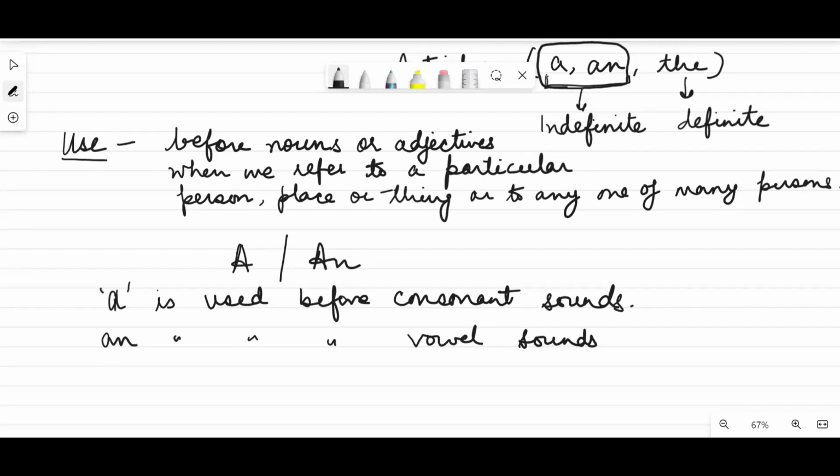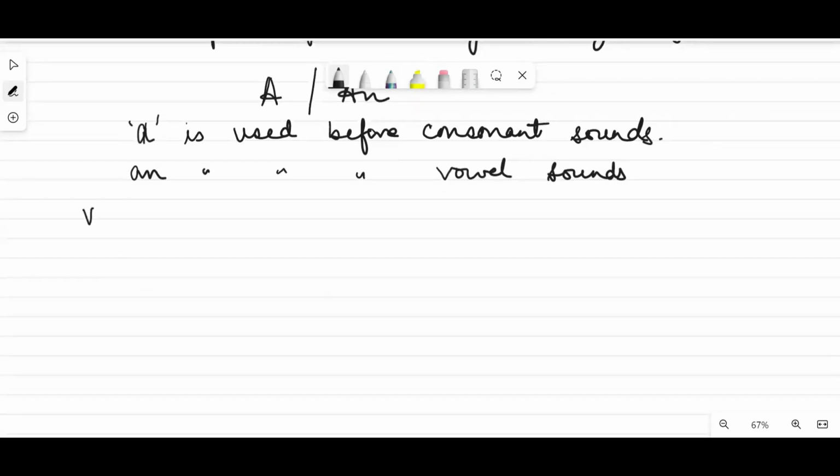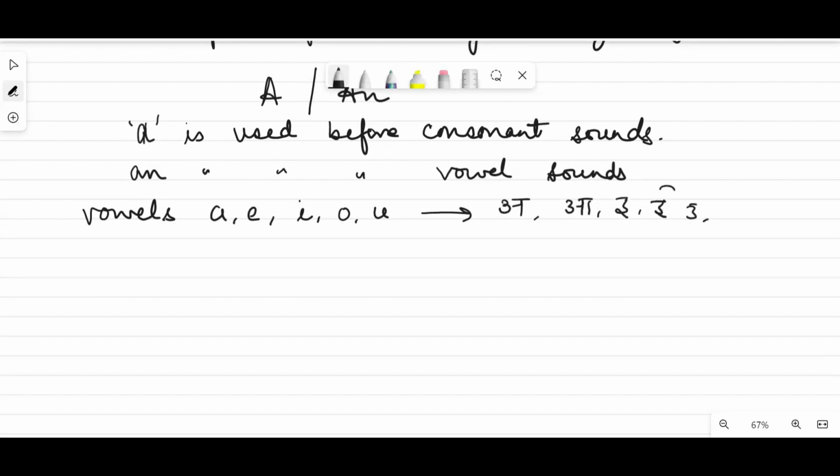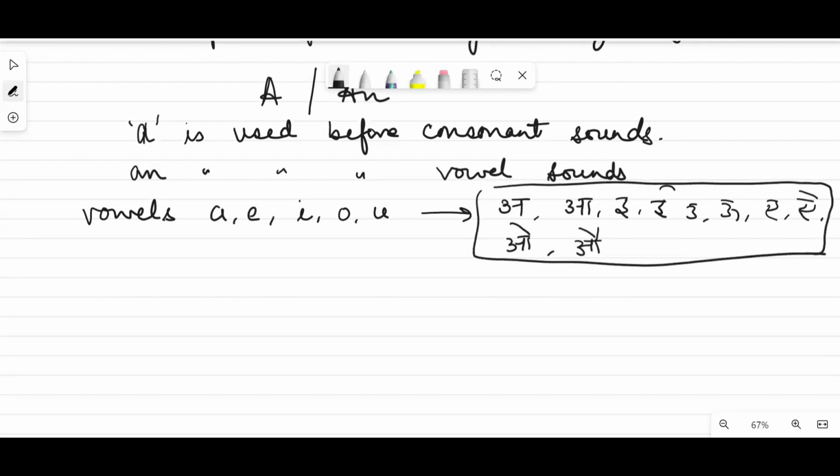Okay, so if we talk about vowel sounds and consonant sounds, please understand. See, we have these five vowels: A, E, I, O, U, and the sounds they carry. I'm telling you an easier way to learn. In Hindi, we have swar, right? All these are sounds that are there in these five vowels. So you may know them as vowel sounds, right?